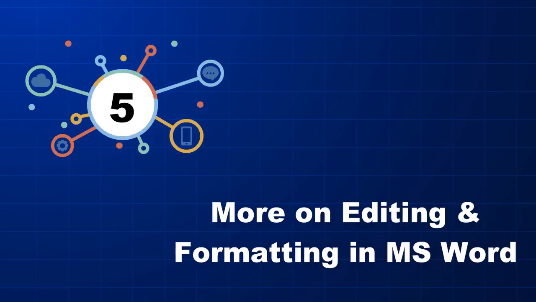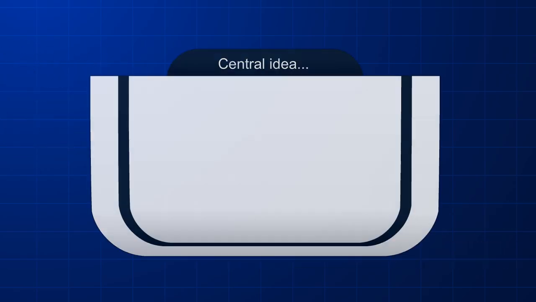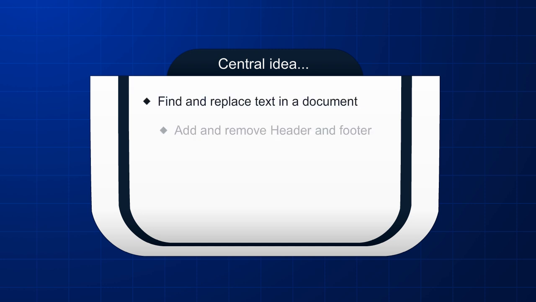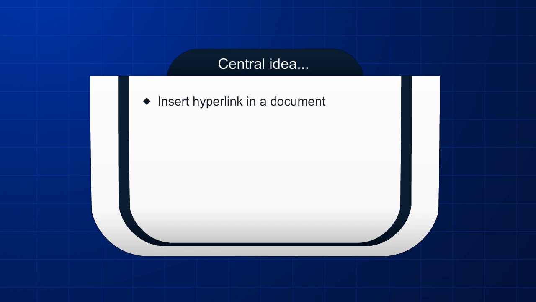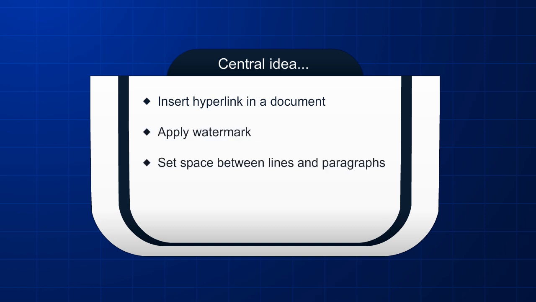Chapter 5. More on editing and formatting in MS Word. Central idea: find and replace text in a document. Add and remove header and footer. Set page orientation. Insert hyperlink in a document. Apply watermark. Set space between lines and paragraphs.